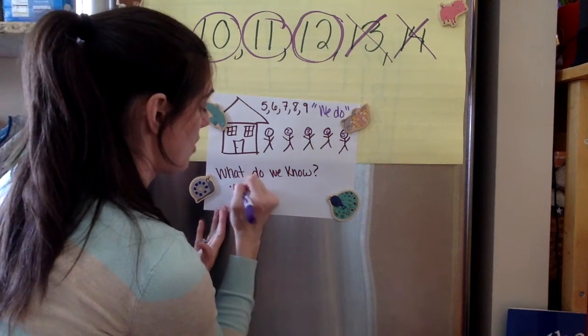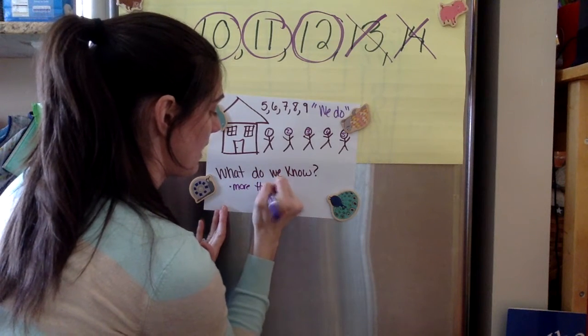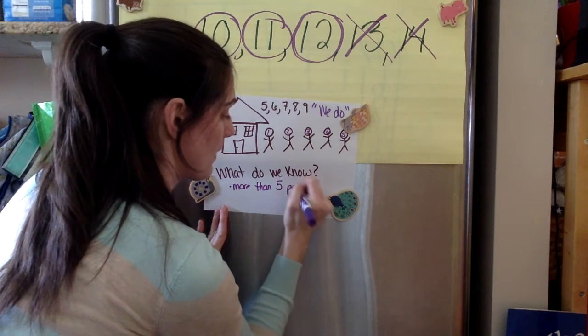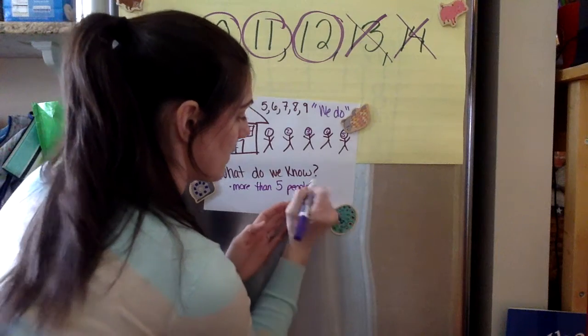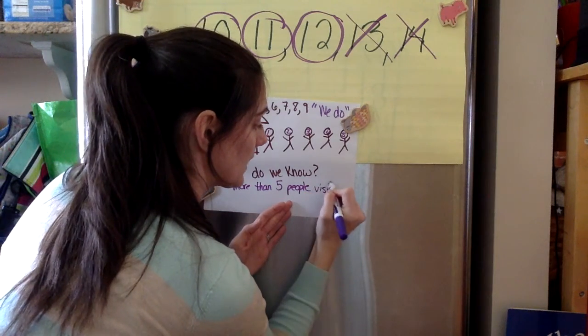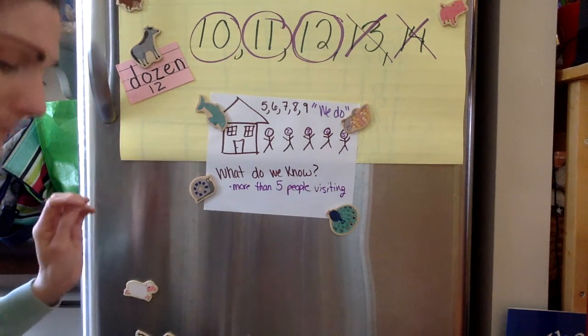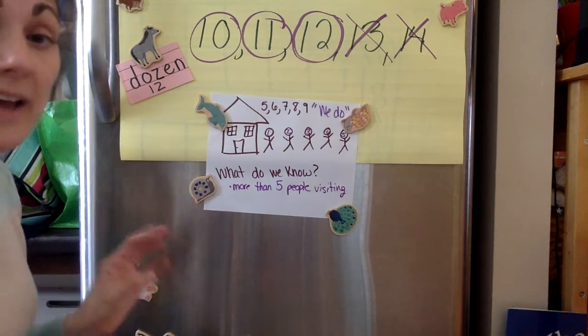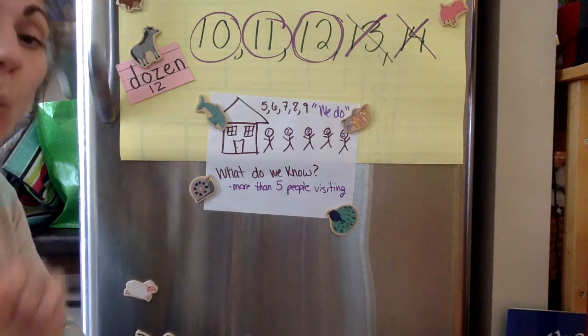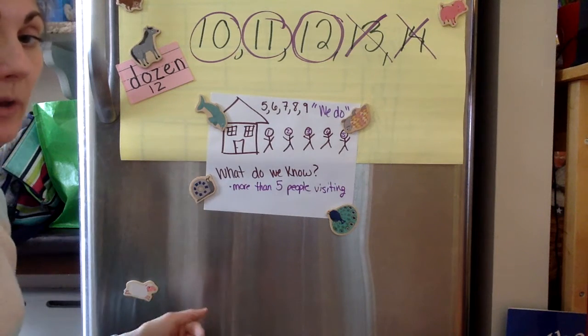So there are more than 5 people visiting. Okay, more than 5 people visiting. What else do we know? Well, from what else I said in the story problem, 1 or 2 people are inside.